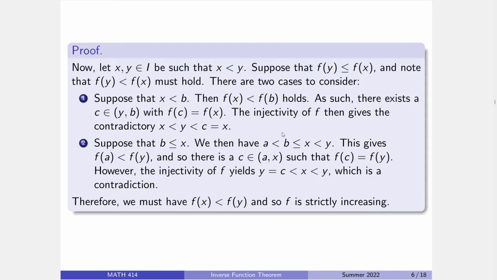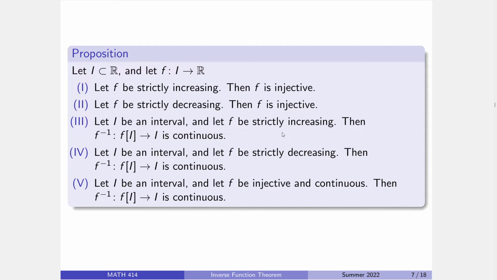What does that have to do with the inverse being continuous? Well, a couple of things. First of all, any strictly increasing or decreasing function must be injective, and thus it has an inverse. Not too shocking there. What is shocking, though, is point 3. Point 3 is probably one of the most shocking results, I think, in analysis.